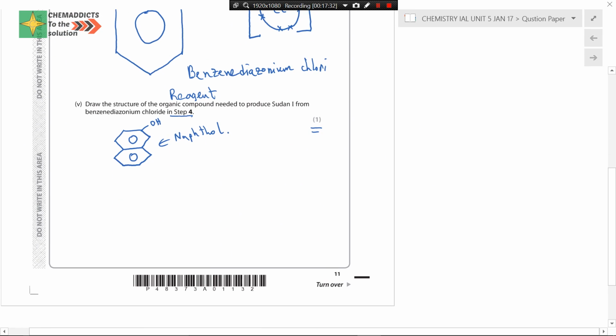So the structure of naphthol is this. Since this is the naphthol structure, it has got 2 benzene nuclei. Okay, that was pretty much it.